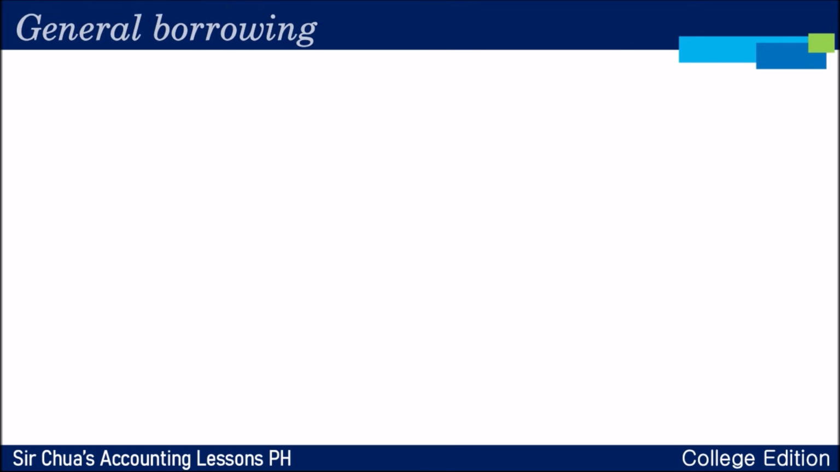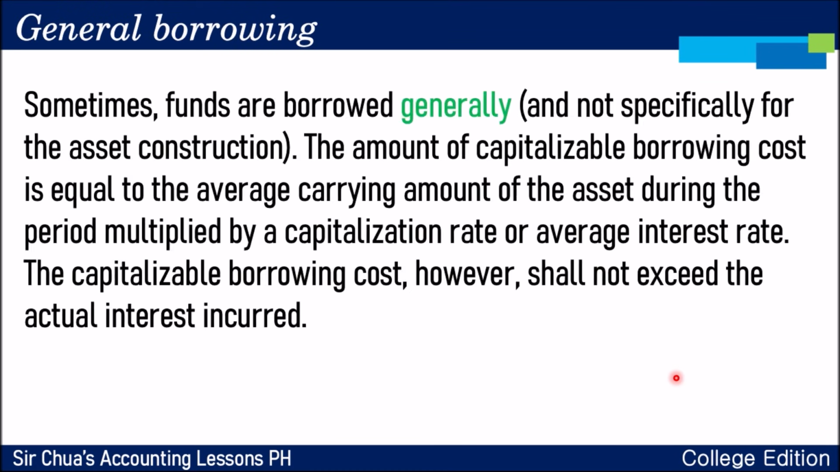Sige po. Doon naman po tayo sa general borrowing. Sometimes, nanghihiram ang pera ng company generally na parang hindi naman sila nanghihiram ng pera dahil lang para dun sa asset na yon. There are also parang basta kailangan natin tong perang to, hiramin natin. But not necessarily for the construction of the asset, though nagbe-benefit din siya doon kasi nagagamit din yung hiniram mong pera para doon, although hindi siya specifically para doon sa asset construction na yon.